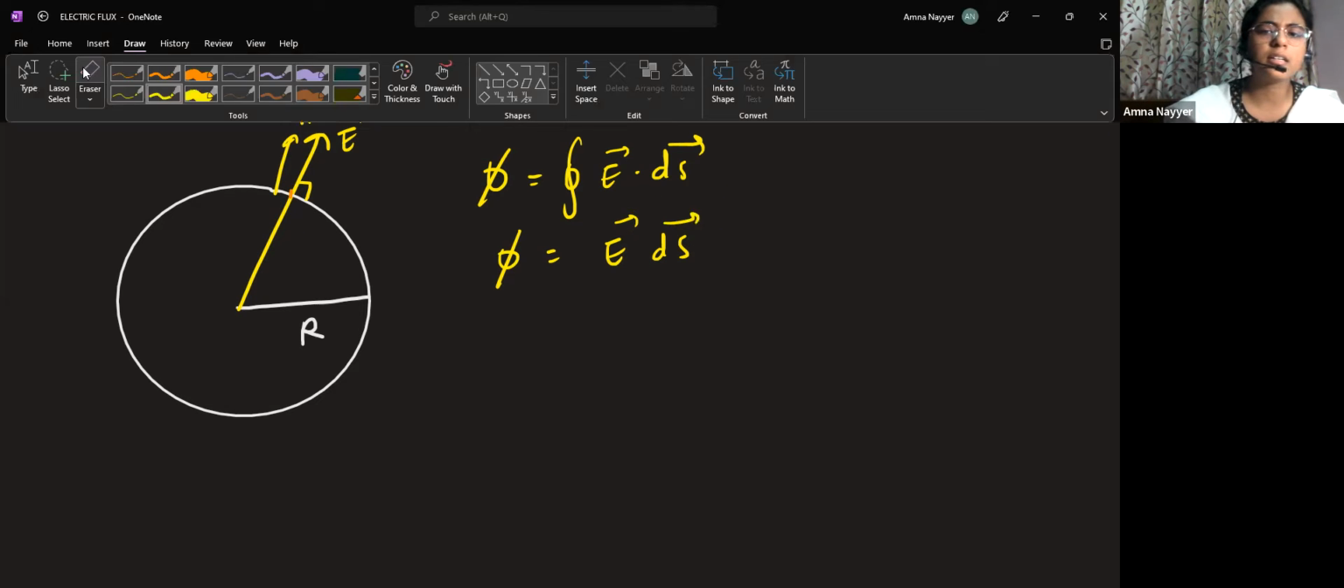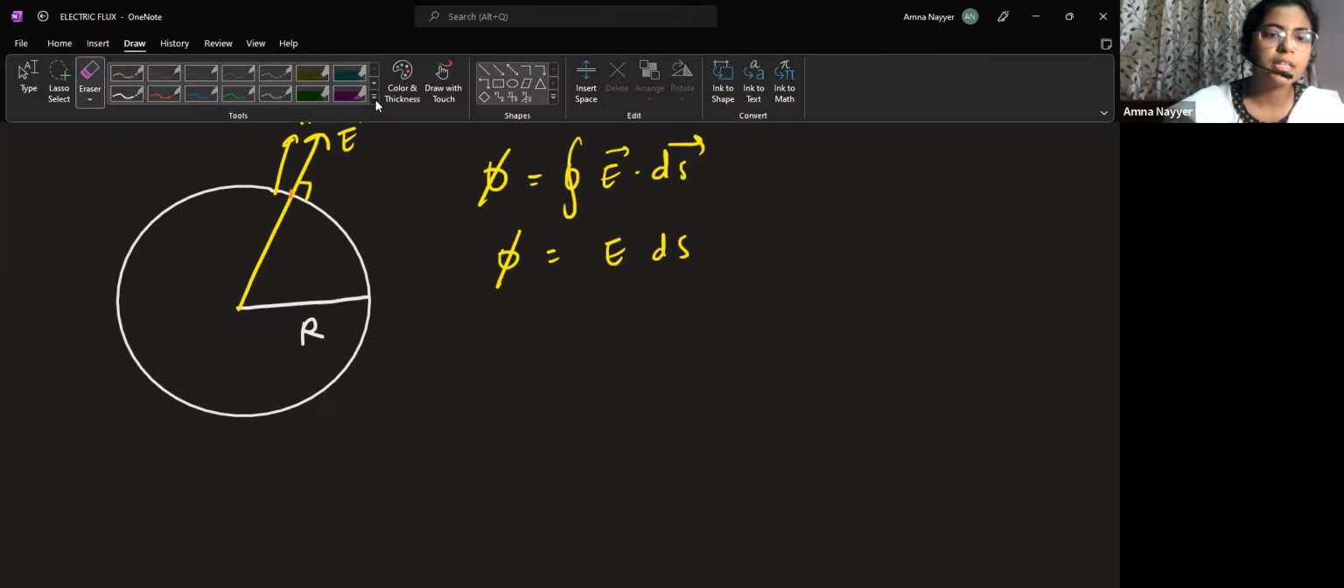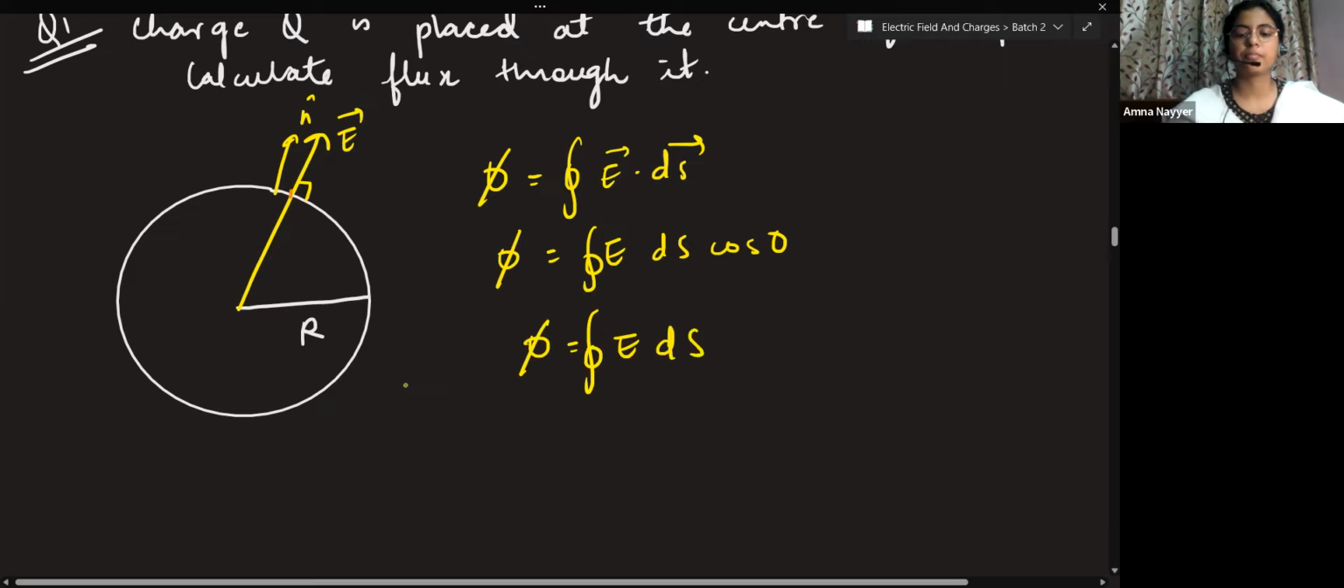Now we are taking the magnitude. We have to take the magnitude and multiply. This will be E ds cos 0 degrees, closed integral. So phi will be what? Closed integral of E ds.